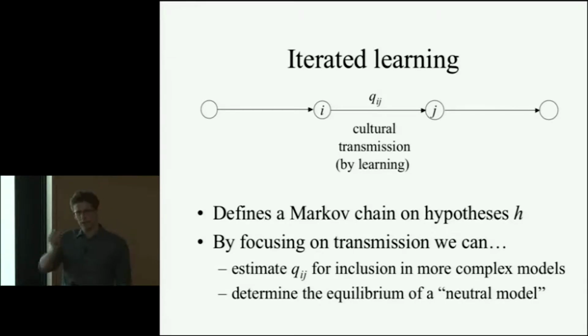First of all, to get a handle on what those Qij should be that we should plug into more complex evolutionary models, we can then go back and include fitness and all of the other complicated things we might want to have in there. But also, it turns out that this is sufficient to allow us to determine the equilibrium of a neutral model. So it allows us to actually work out what the outcome would be of following those replicator dynamics in the case where we have uniform fitness.